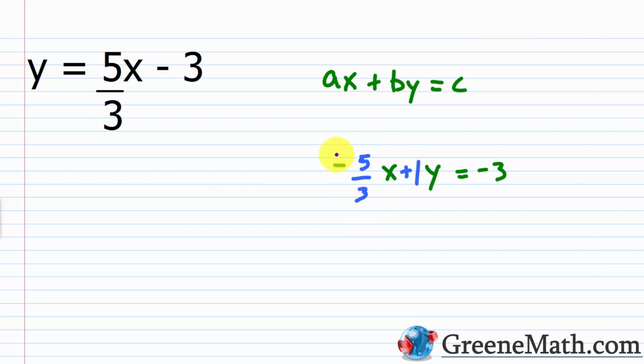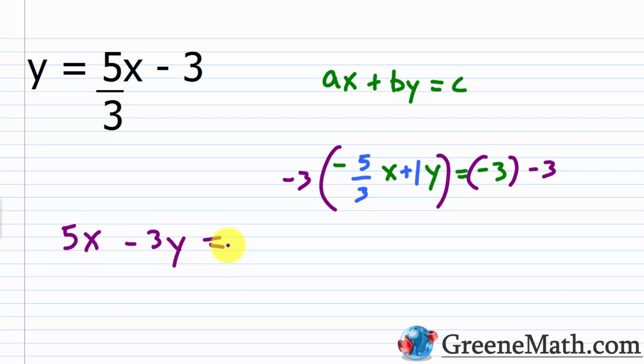So if I multiply this side by negative 3, and this side by negative 3 to make it legal, negative 3 times negative 5/3, the negative times negative would be positive, and then the denominators would cancel, right? 3 over 3 is 1, so I would just have 5 times x, and then you'd have negative 3 times y, which would be negative 3y, and this equals negative 3 times negative 3, which is positive 9.